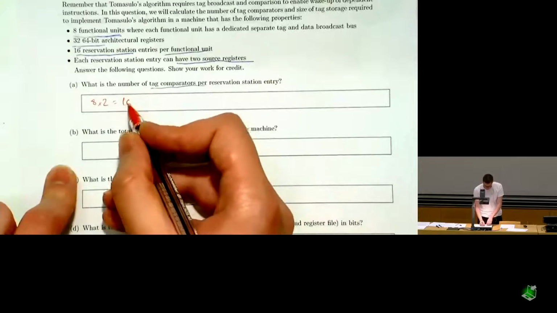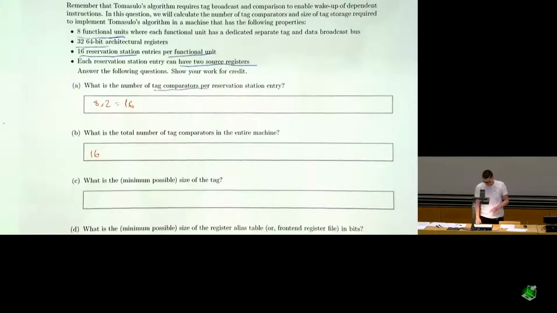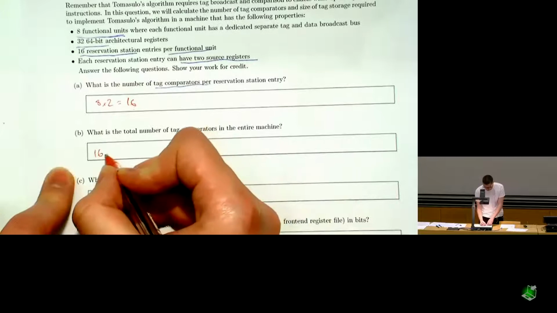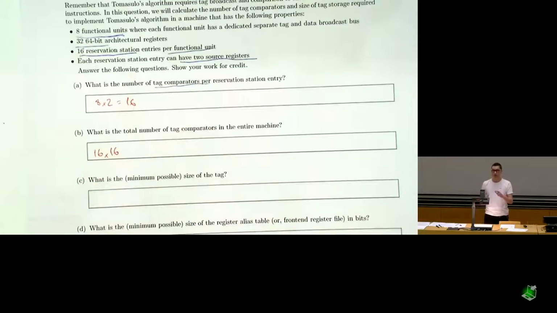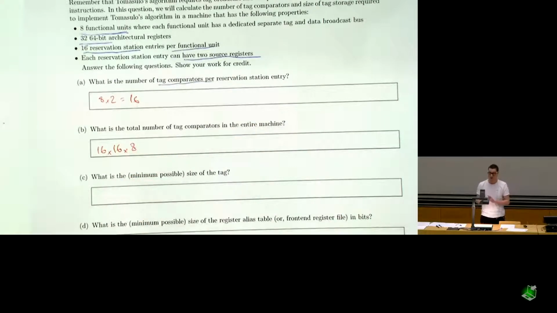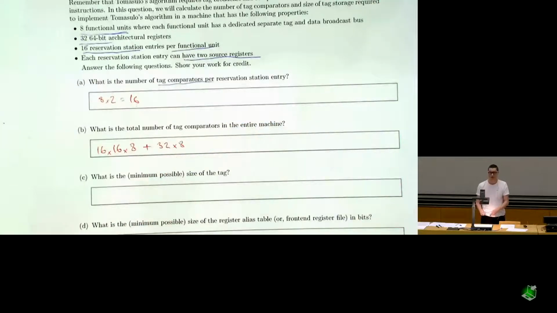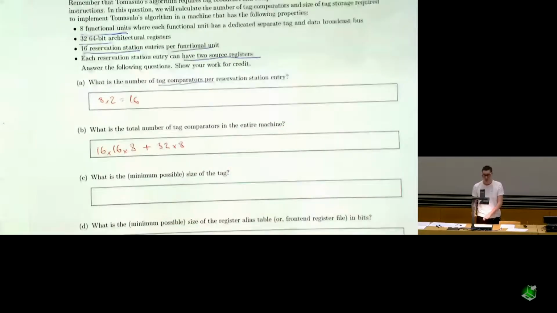functional units. Okay, so if we accumulate everything together, we have 16 tag comparators for each entry, right? And we have 16 entries in a single reservation station. And then we have 8 reservation stations in total. Okay, so those are the total number of tag comparators for the reservation stations. For the register alias table, we'll also need 32 multiplied by 8 comparators. So here 8 again is the number of functional units we have. Yeah, and you can calculate this. Okay.